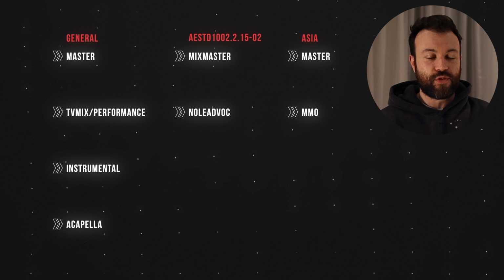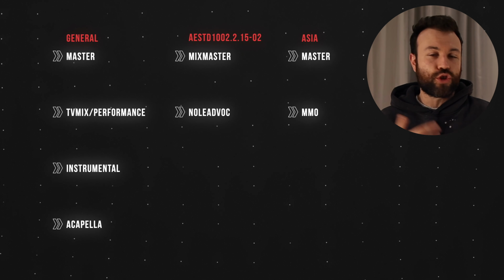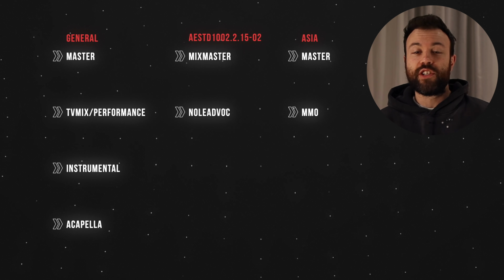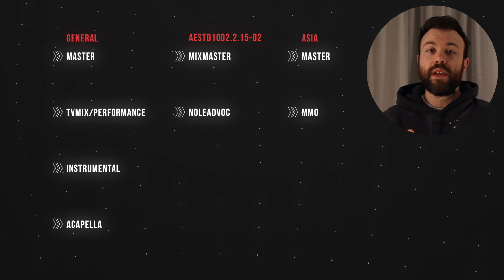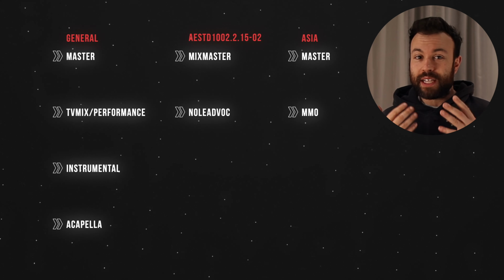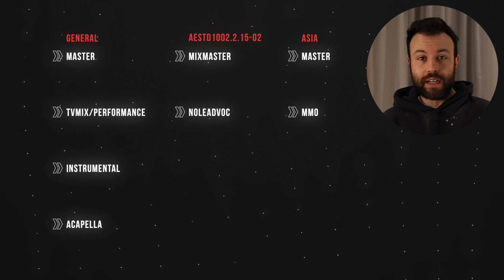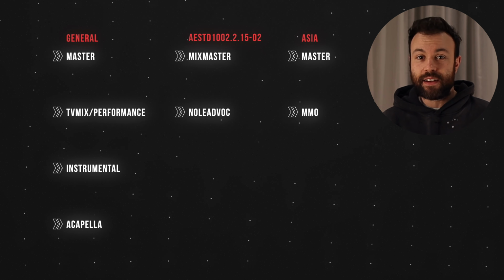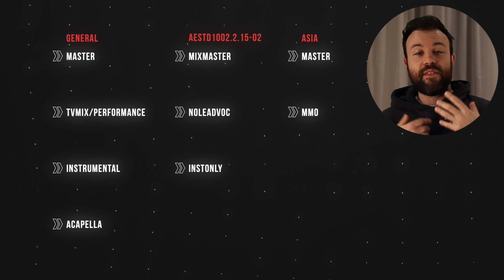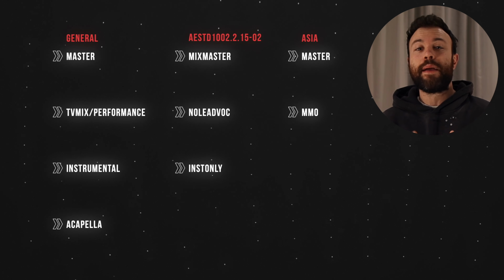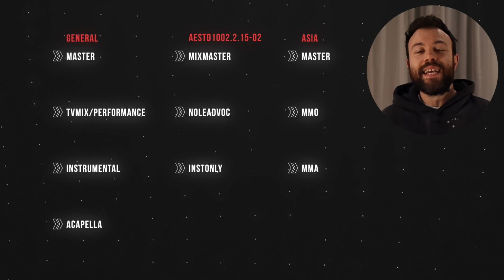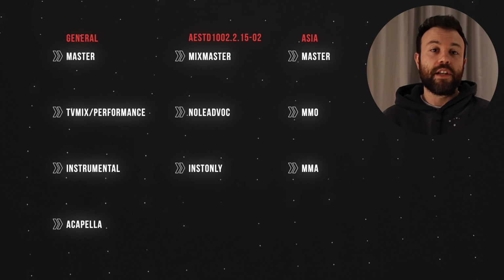And this is what confused me. I didn't know what MMO stood for, but it actually stands for mix minus one, which is minus the lead vocal. The next one is instrumental. So based on the US market, you label that as instrumental. If you're following the AES standard, you label it as inst only at the end of your file. And if you're in Asian markets, you label it as MMA. And again, I didn't know what MMA meant. It actually means mix minus all.